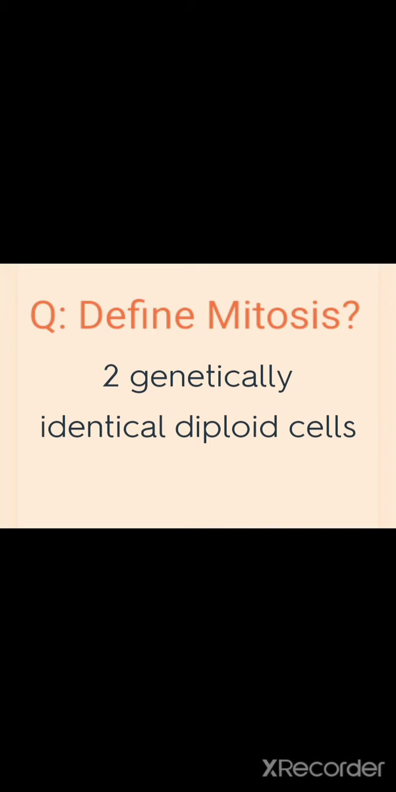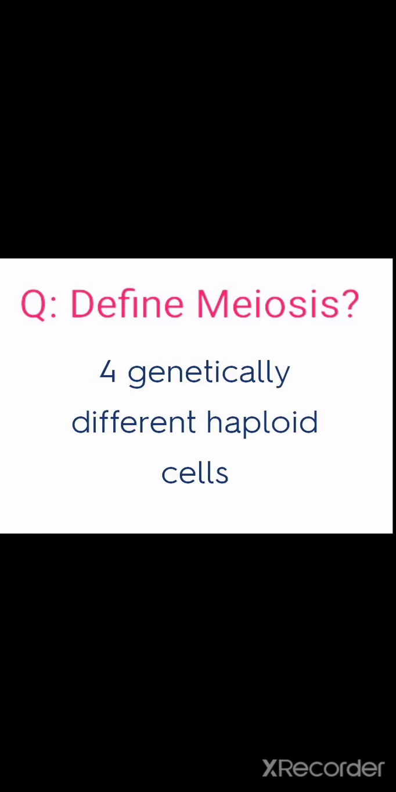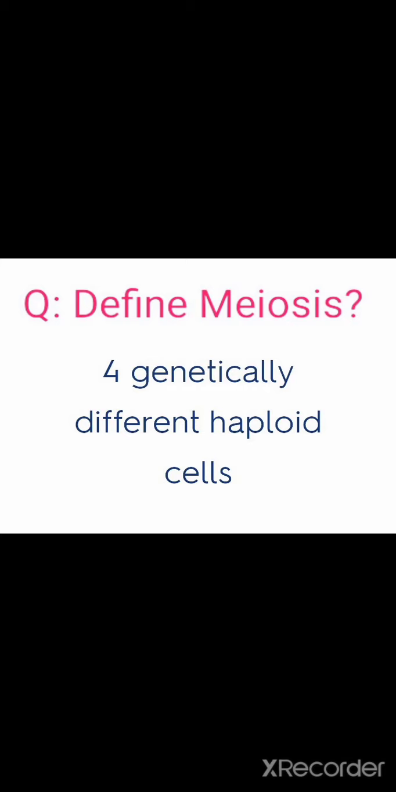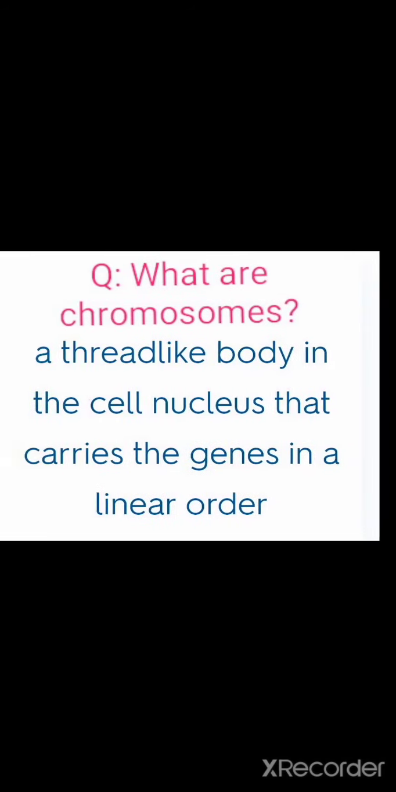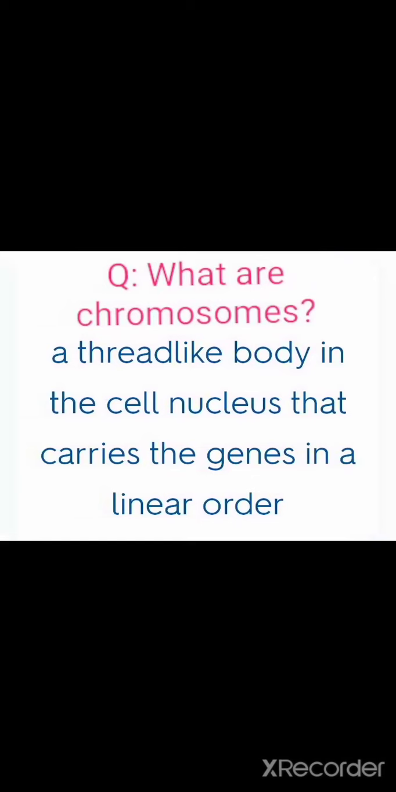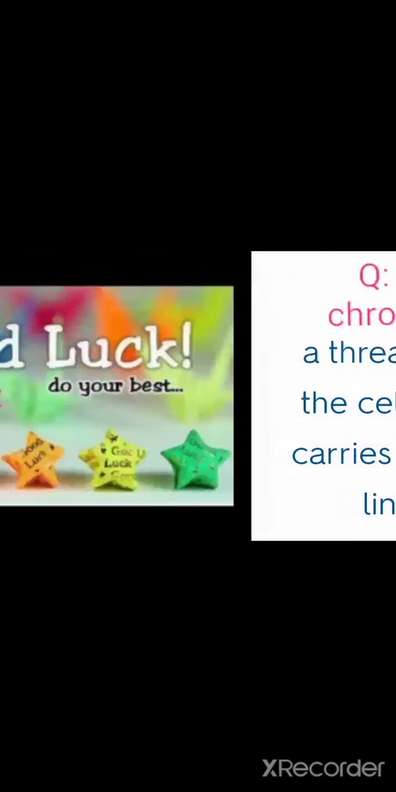Define mitosis. Mitosis is actually a cell division in which two genetically identical diploid cells are produced. Define meiosis. Meiosis is a reduction cell division in which four genetically different haploid cells are produced. What are chromosomes? Chromosomes are actually thread-like bodies in a cell nucleus that carry the genes in a linear order.